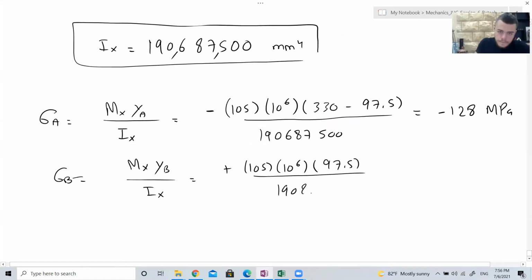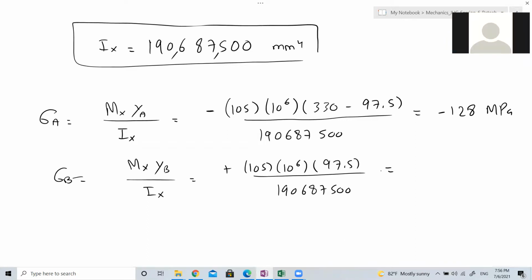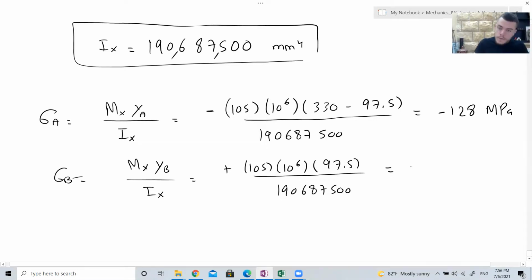I'm a bit confused because of this. It's simple, be as confused as you want, I want you to get confused like this. Otherwise you don't learn. Okay, you should make mistakes and know where your mistakes are. This is going to be plus 53.69.